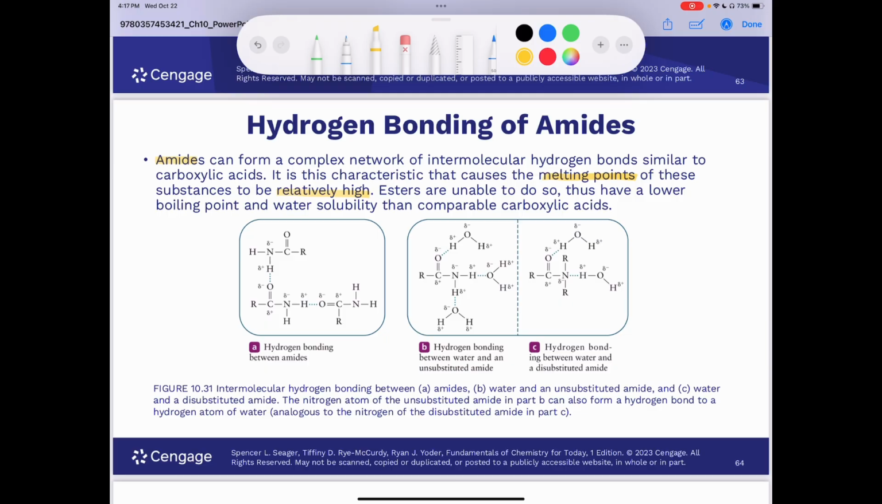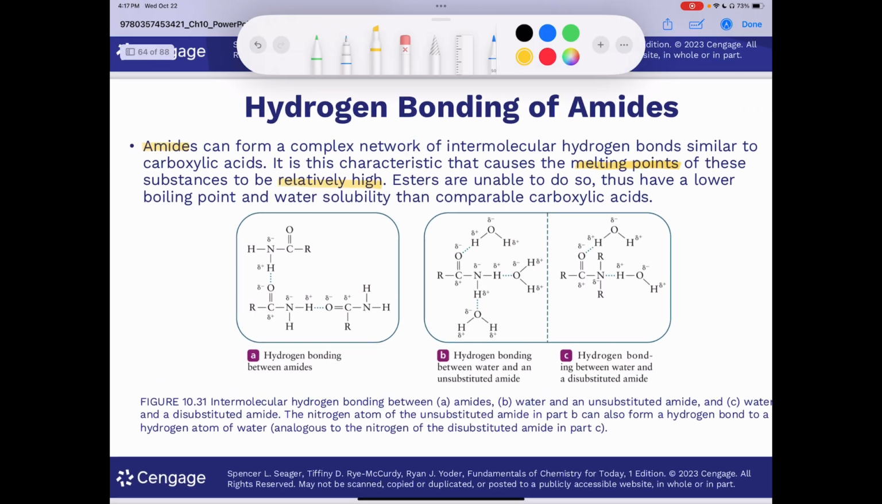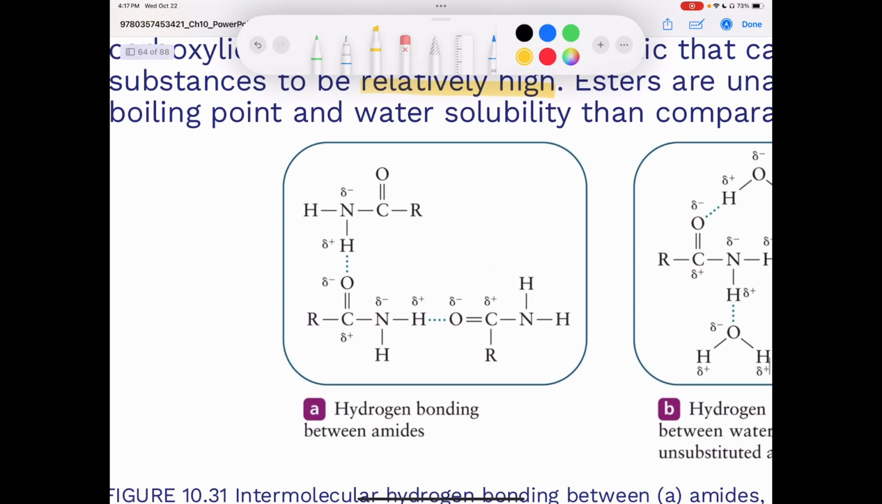Esters are unable to do this and thus have a lower boiling point and water solubility than comparable carboxylic acids. So again, amides can form this complex network of hydrogen bonds that esters are unable to do. Esters can have hydrogen bonding, but it's going to be limited. And so if you take a look at this first picture here, you see there's hydrogen bonds occurring between amides.